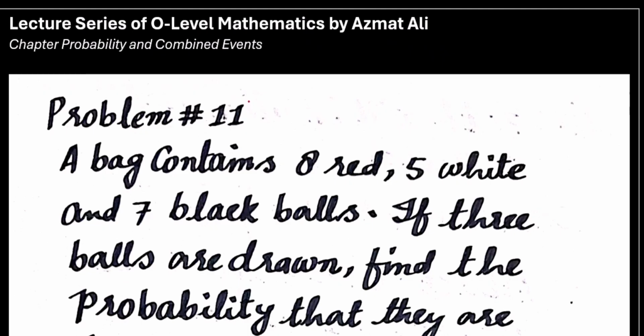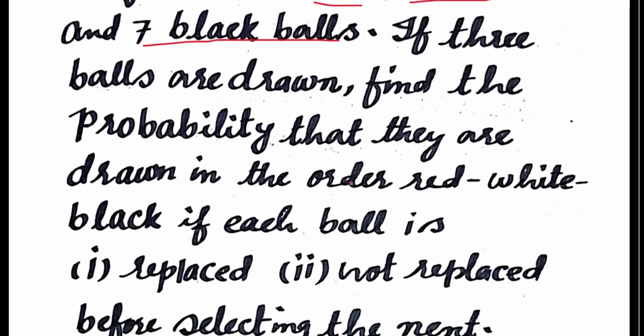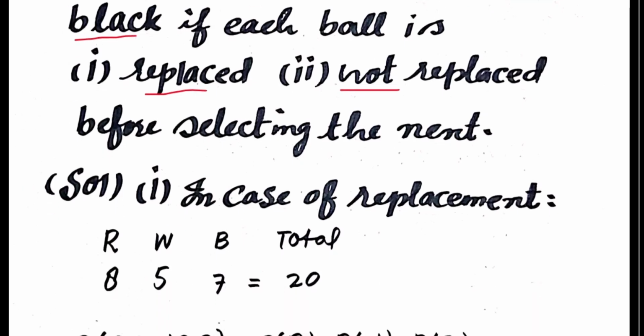This is problem number 11. A bag contains 8 red, 5 white, and 7 black balls. If 3 balls are drawn, find the probability that they are drawn in order: first is red, second is white, and third is black. If each ball is replaced and not replaced before selecting the next. This means we have to find the probability in both cases, with replacement and without replacement.